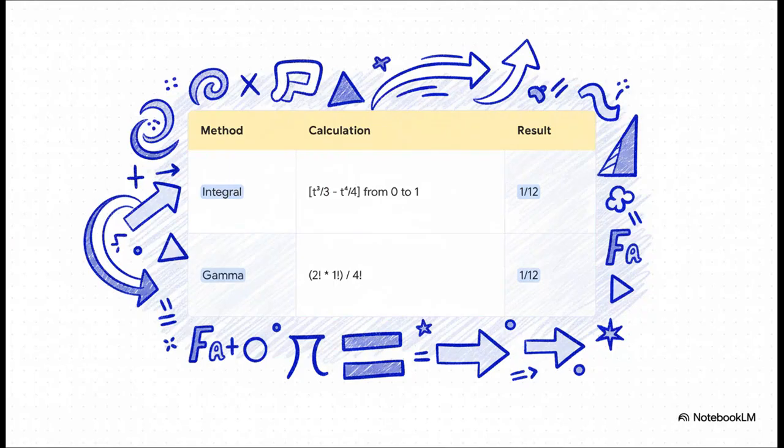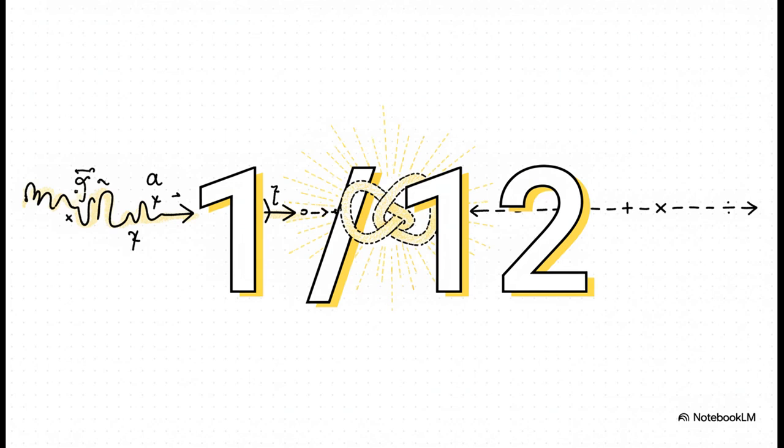And boom! Here are the results. If you go the integral route, you multiply everything out, you do the integration, you plug in the numbers, and you get 1/12. Now look at the gamma method. It's just 2 factorial times 1 factorial divided by 4 factorial. That's just 2 divided by 24, which is also 1/12. Same exact answer. Look at that, 1/12.